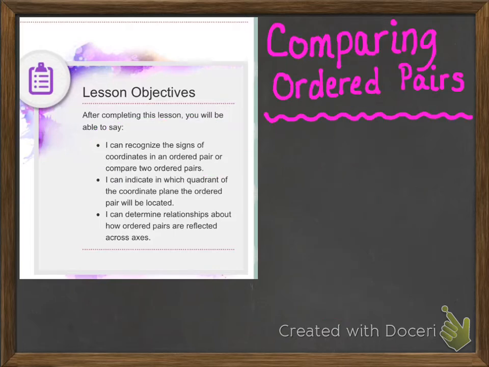The second part of the objective is for you to be able to compare 2 ordered pairs. When you're comparing things, you're always thinking of the same 2 things: what is similar, or what is the same, and what is different? That's really all that you can do with ordered pairs. I've listed 2 ordered pairs here, the ordered pair -7, 2 and the ordered pair 7, 2. You'll notice the first ordered pair has a negative number in it, which is right here, but the second one does not.